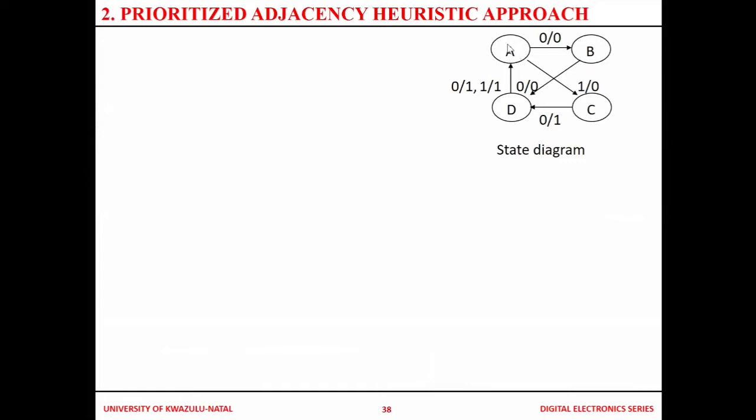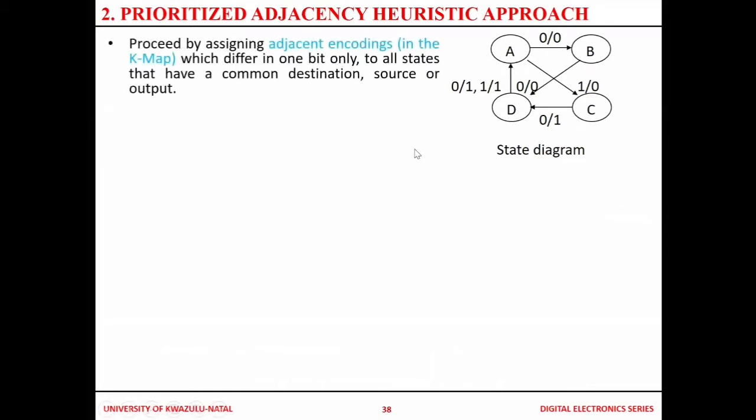What binary value do you assign A, B, D, and C? That is what you are looking at. So it says proceed by assigning adjacent encodings. Minimum bit change made us know that adjacent states should have something in common, differing in 1 bit only, for all states that have a common destination or successor, source, or output.